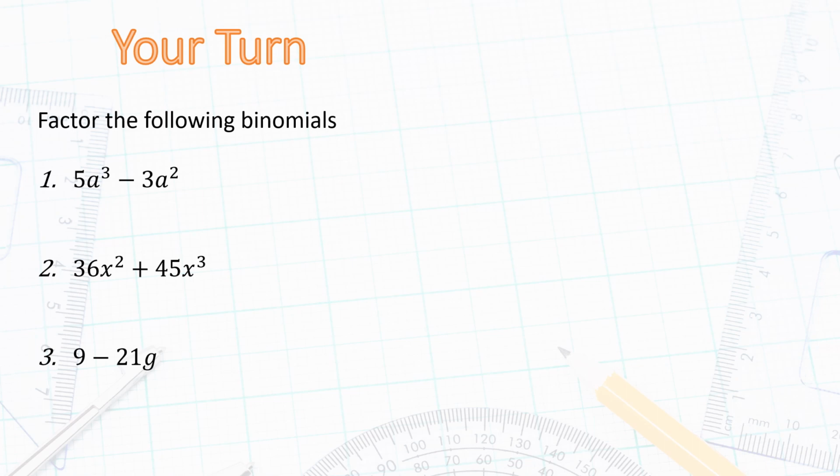All right, take a shot at it with these ones. Pause the video, come back, and tell me how you did. So 5a cubed minus 3a squared, 36x squared plus 45x cubed, and 9 minus 21g.